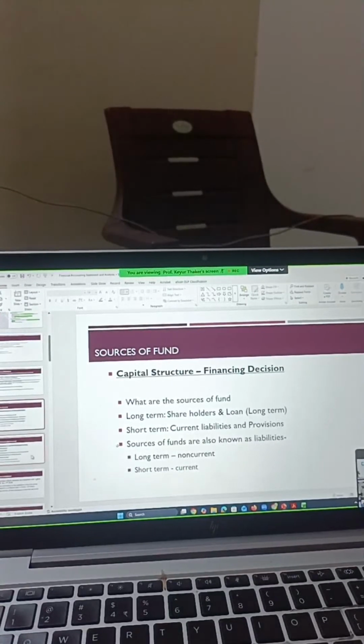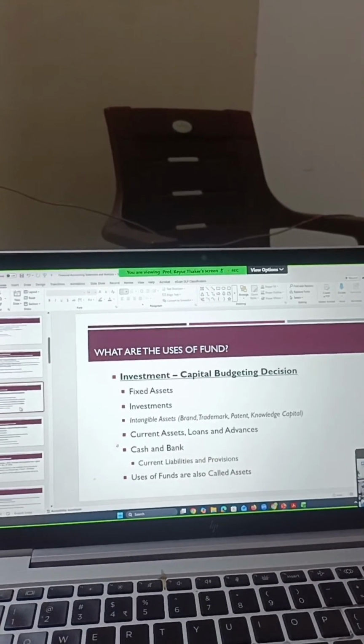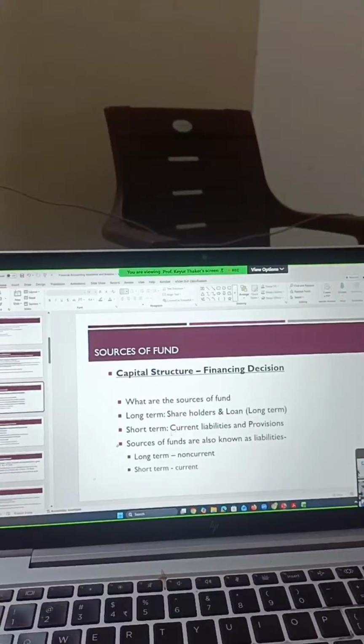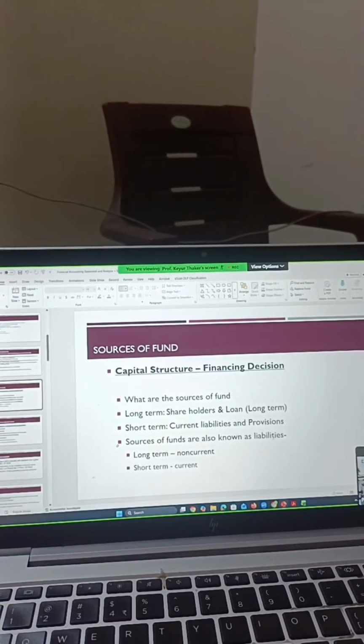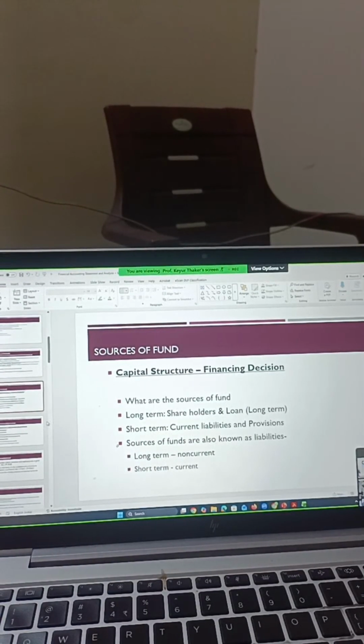So we looked at the balance sheet structure, and the balance sheet showed us where the money has come from. The money has come from shareholders and loans, and there is short-term money which comes from current liabilities and provisions. The sources of funds are known as liabilities. So long-term are the non-current liabilities and short-term are the current liabilities.